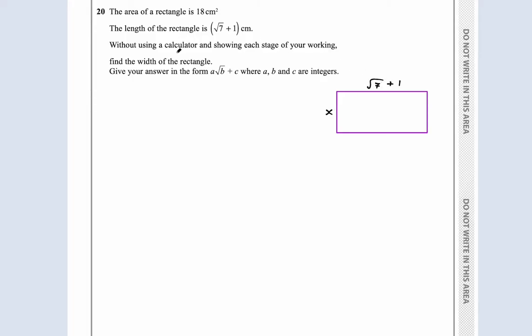Now he says do not use your calculator. So when he says that, basically, guys, don't use a calculator. You can check your answer at the end with the calculator, which we might do, but I'm going to try and do it without my calculator.